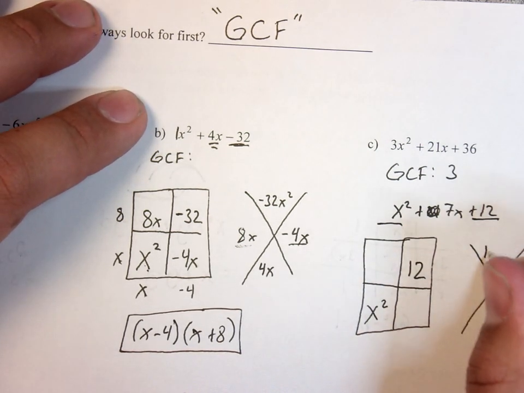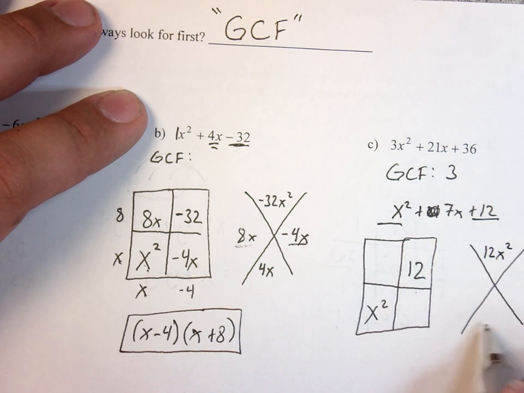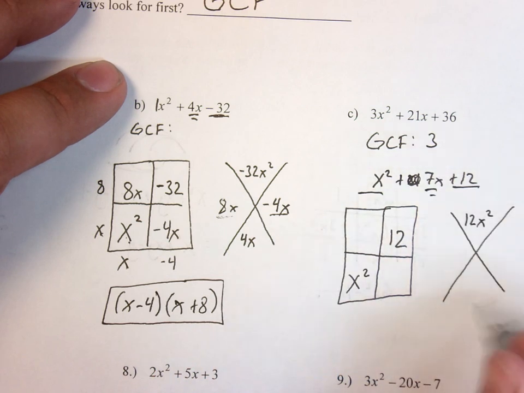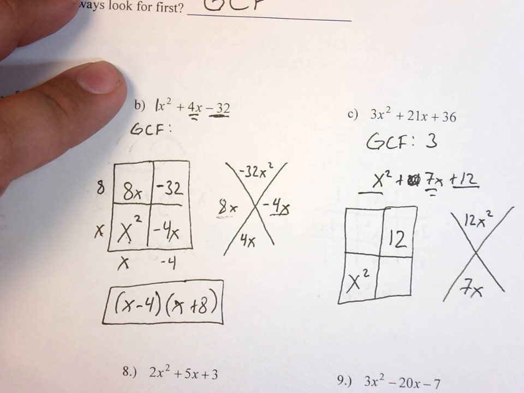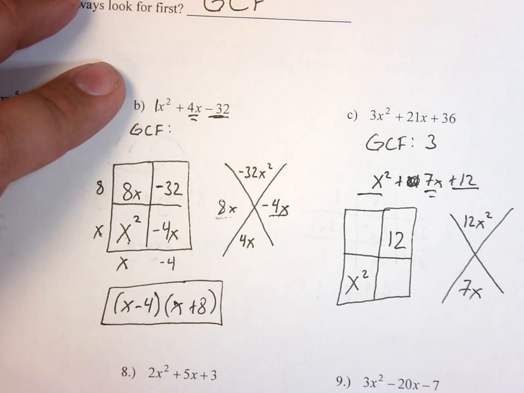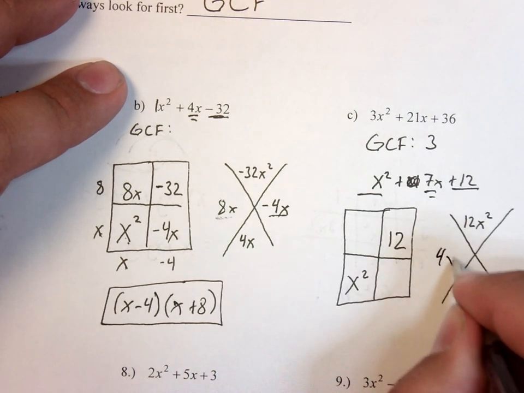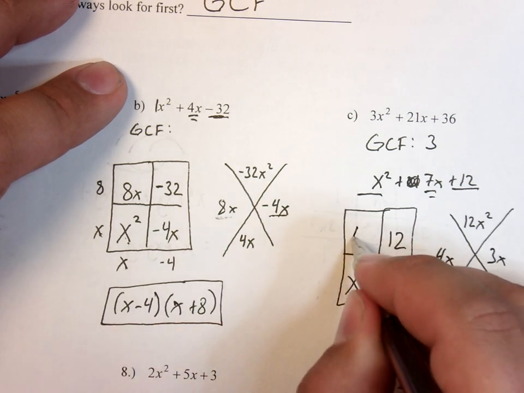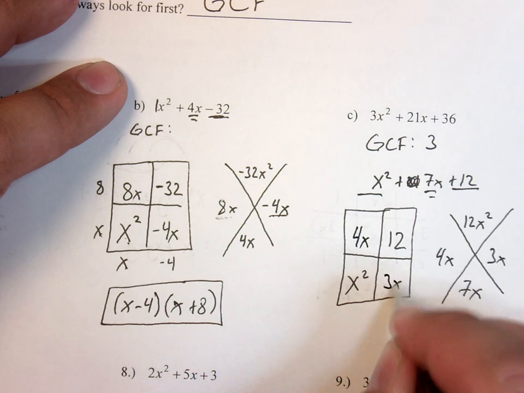That gives me 12x squared. And the bottom of my diamond is going to be the sum, which will be my b term, or in this case 7x. So I need two numbers that give me 12x squared, but when I add them I get 7x. Well, 4 times 3 is 12. So 4x times 3x is 12x squared. And if I add them together, the sum is in fact 7x. So those will go in the other diagonals, 4x and 3x.